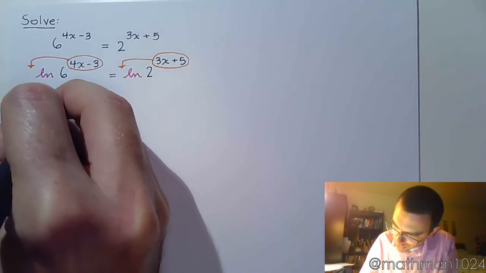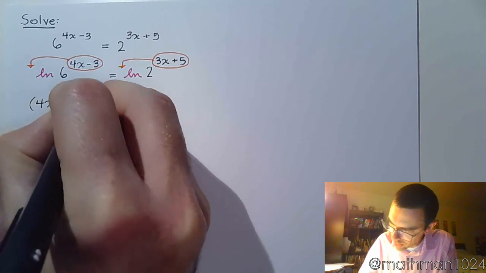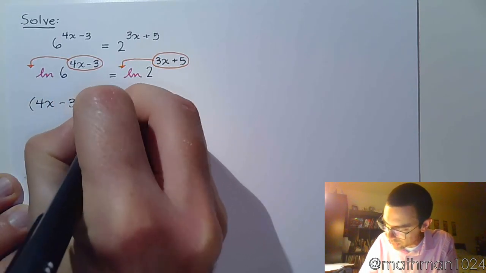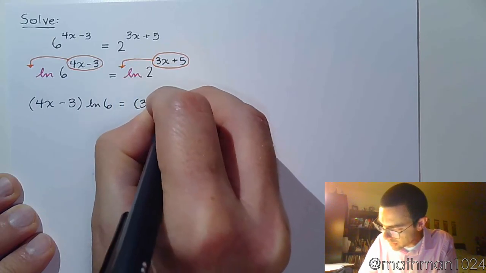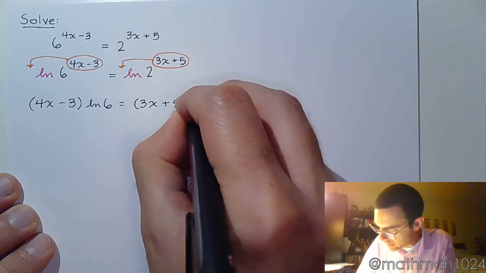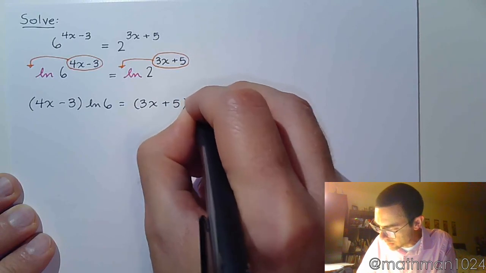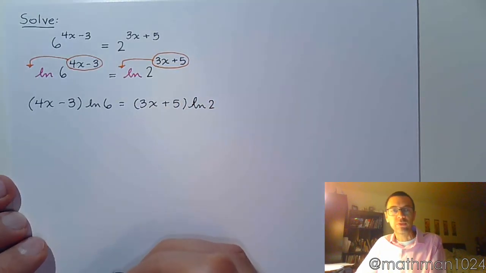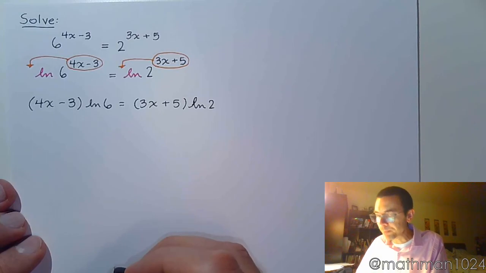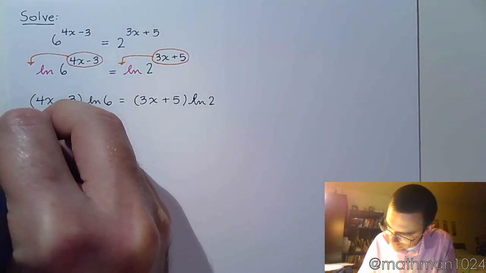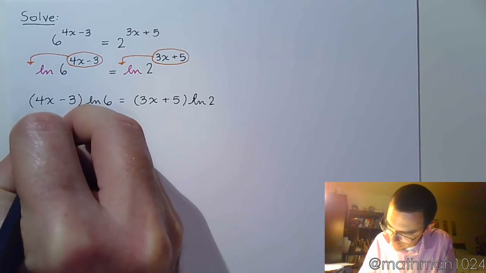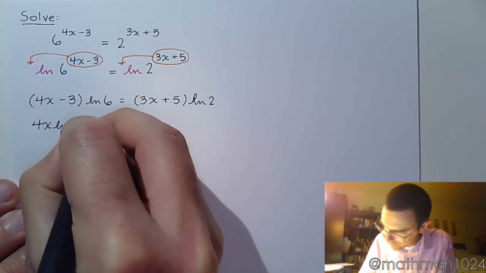Again, make sure that you use parentheses here so that you are being precise in everything that you do. And over here we get 3x plus 5 times the natural log of 2. All right, just like we did in the last problem, we're going to distribute. It looks a little bit messy, but it's going to be okay.